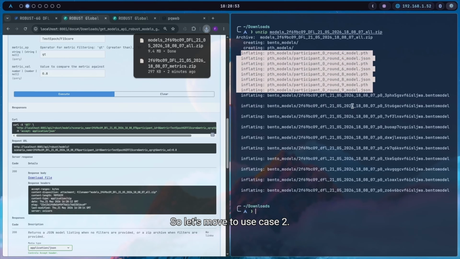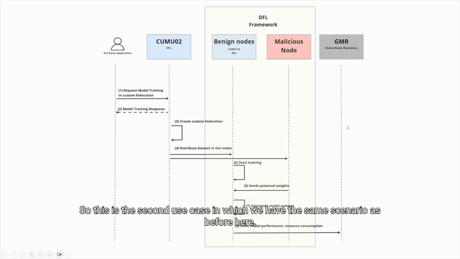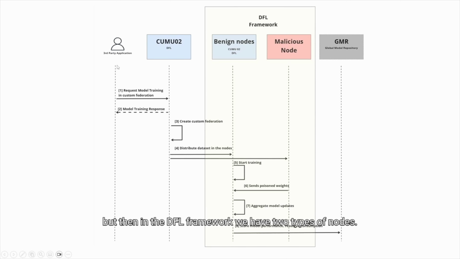So let's move to use case 2. This is the second use case in which we have the same scenario as before, but in the DFL framework we have two types of nodes. We have the benign nodes and the malicious nodes. For the demonstration, I will be configuring only one node to be a malicious node in the federation.